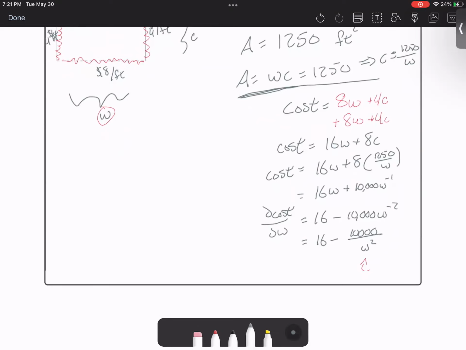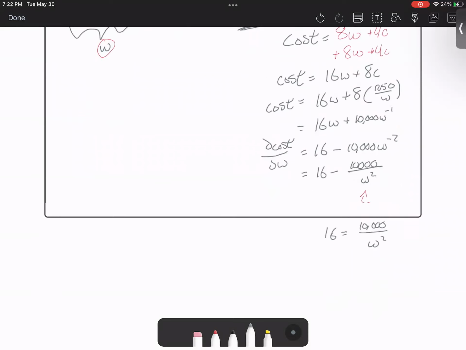All right, so when is this going to equal 0? So when is 16 going to equal 10,000 over W squared? Let's throw W squared onto the other side and divide by 16 and take the square root.